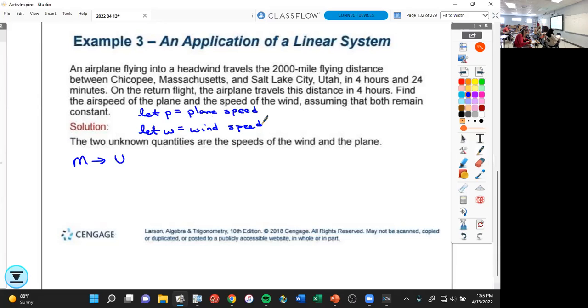We're going from Massachusetts to Utah. How long is the flight? And the distance of the flight is? 2,000 miles. Okay. Now, that 2,000 miles is composed of two components. It's composed of the distance flown by the wind speed and the distance flown by the airplane speed.